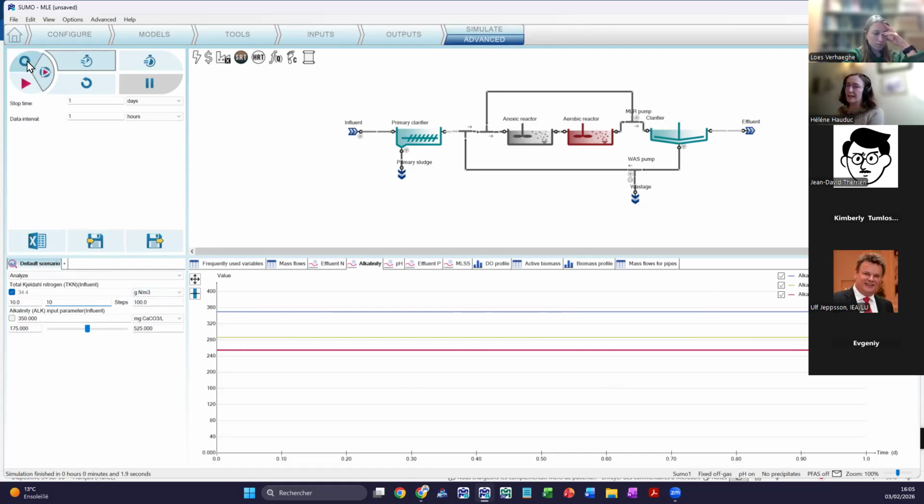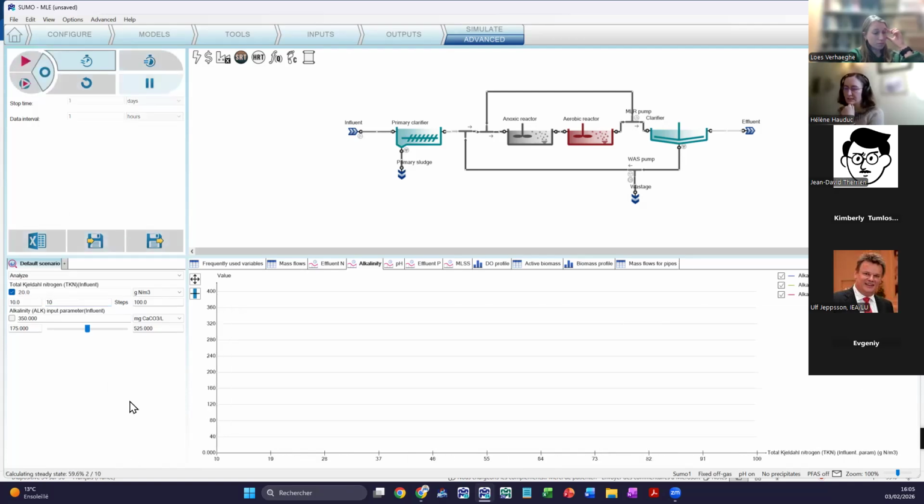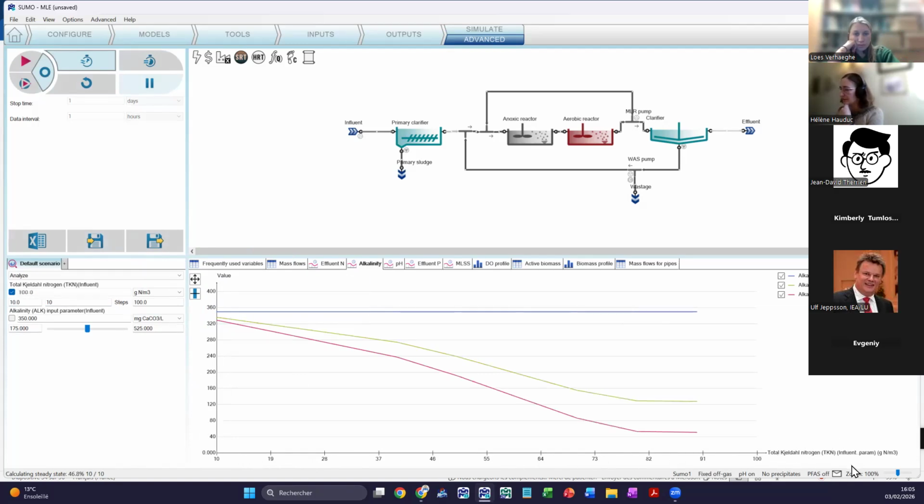So it will analyze the sensitivity of the model to this variation of the total Kjeldahl nitrogen at the influent. So each step corresponds to the steady state results with a different total Kjeldahl nitrogen. And what we can see here is until Kjeldahl nitrogen around 80, the alkalinity becomes lower and lower, and especially in the aerobic tank. And then it's really low, around 50 milligram of calcium carbonate.